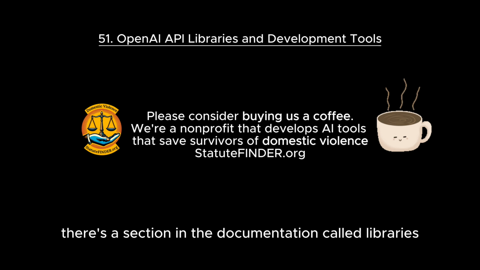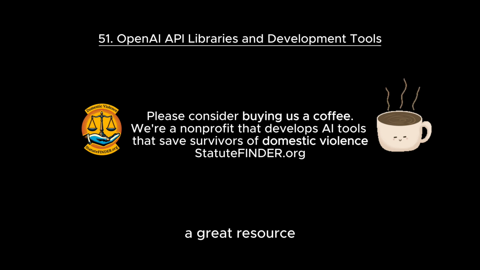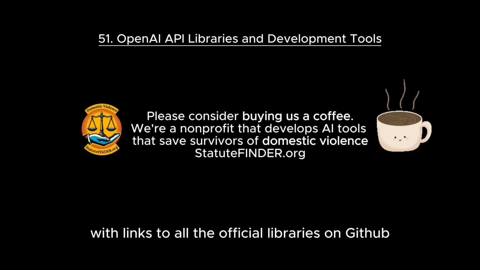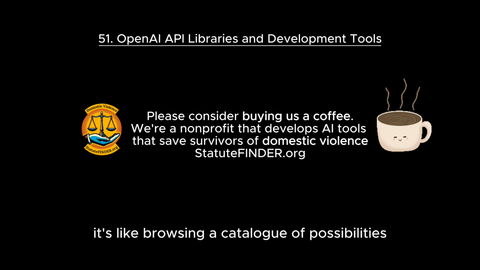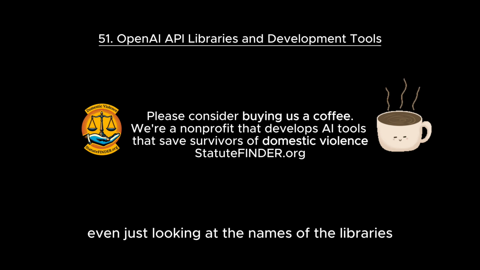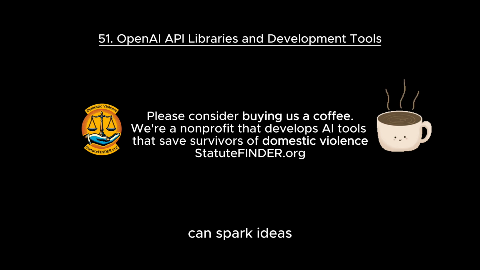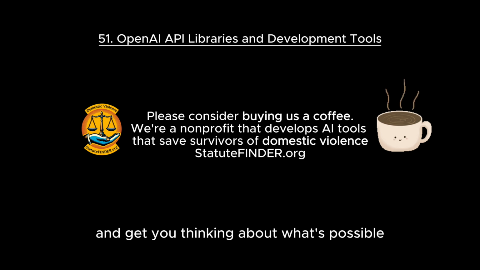There's a section in the documentation called Libraries, a great resource with links to all the official libraries on GitHub, as well as a curated list of popular community libraries. So if our listener is ready to start exploring, they can head over to that section and find everything they need. That's the place to start. It's like browsing a catalog of possibilities.